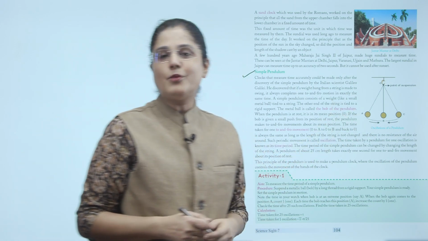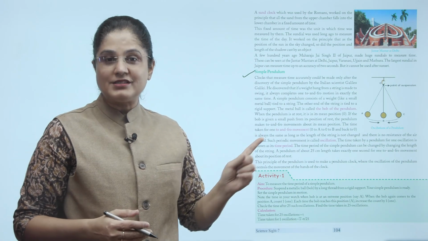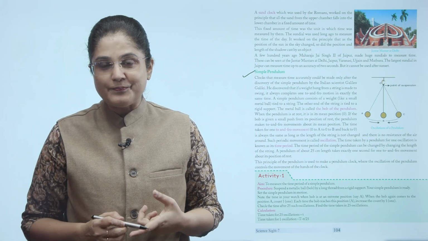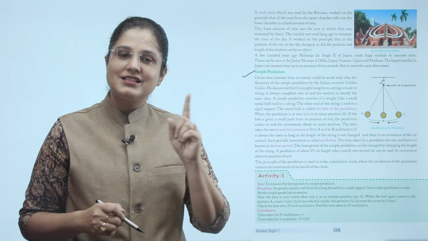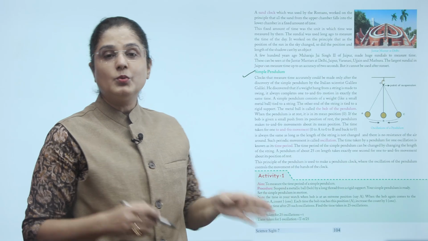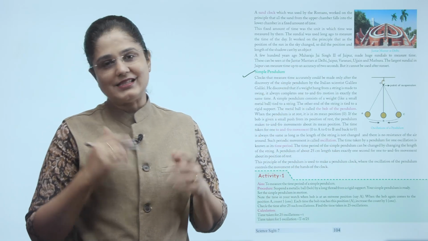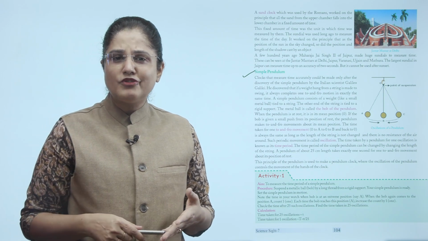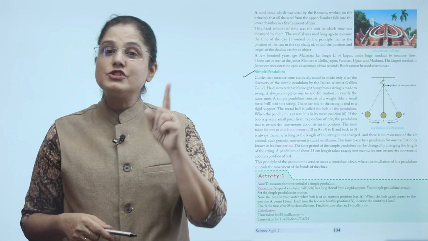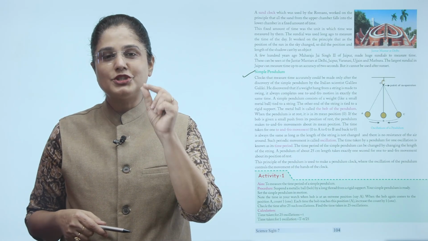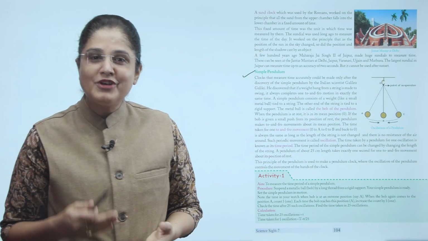Now, this metallic bob here is called the bob of the pendulum, and this to and fro movement is called its oscillation. The time taken by a pendulum for one oscillation is known as its time period, and this time period will remain the same as long as the length of the string remains the same. So, a pendulum of about 25 centimeter length takes exactly 1 second for one to and fro movement about its position of rest, and this position here is its position of rest.